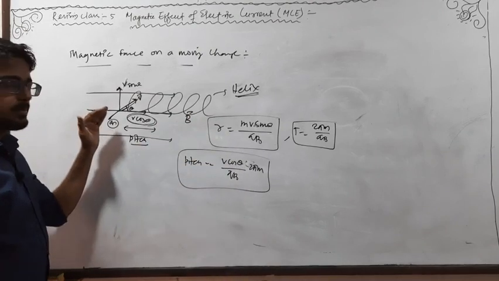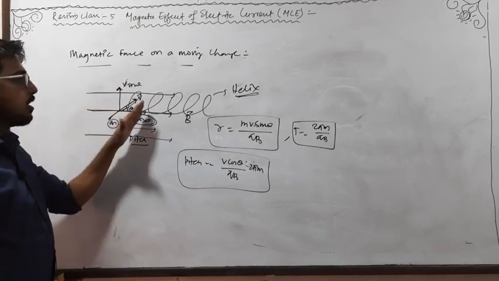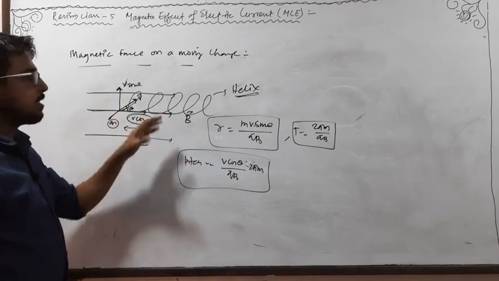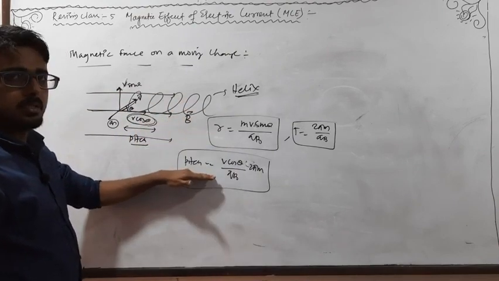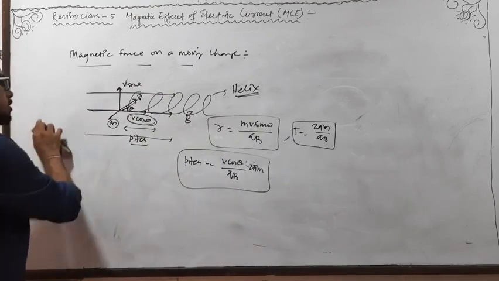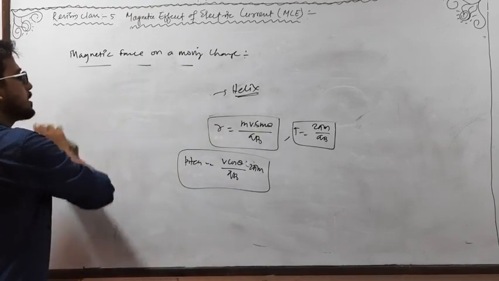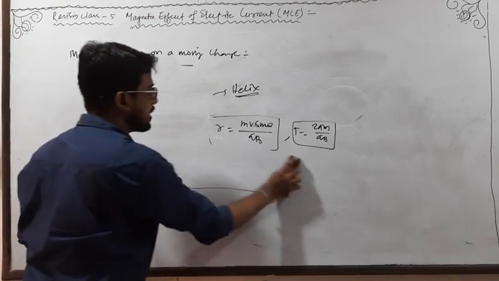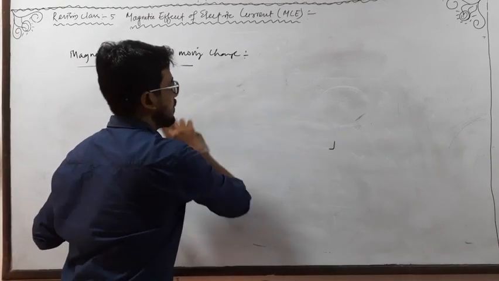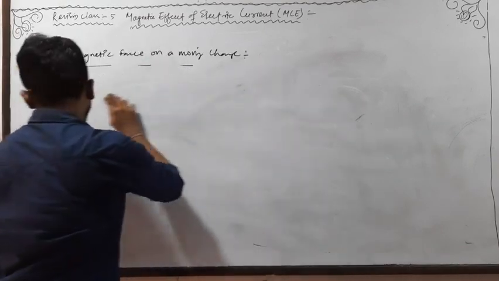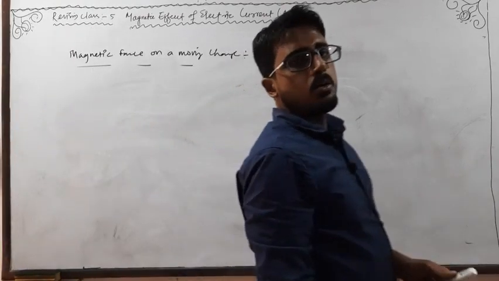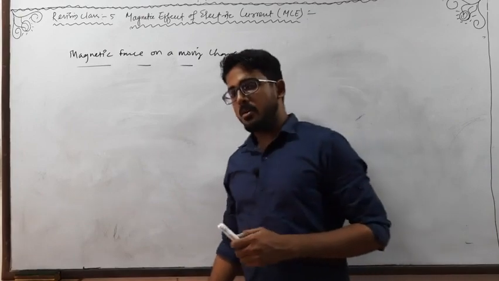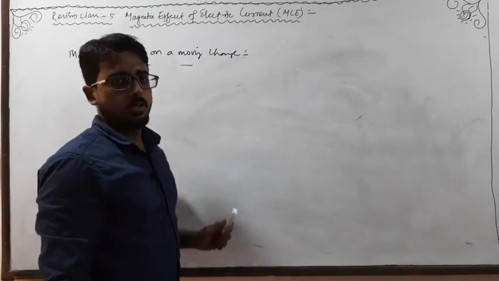So when a charged particle moves at any angle with the magnetic field, it will move in a helical path. This is the radius of the helix and this is the pitch of the helix. Clear? So this is how a charged particle experiences a force when it moves in an external magnetic field. Next, we will study the magnetic force acting on a current carrying conductor.